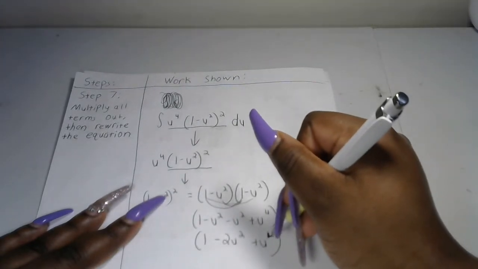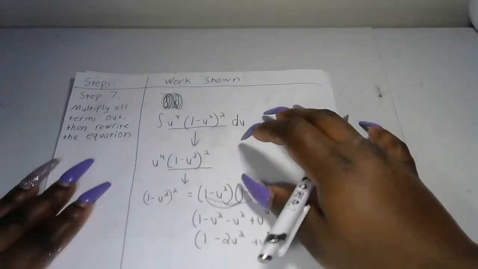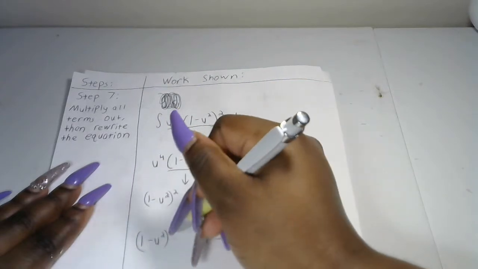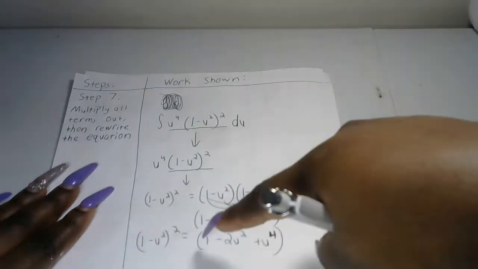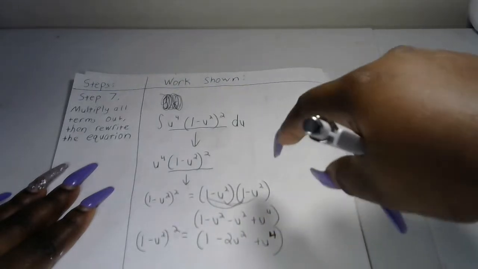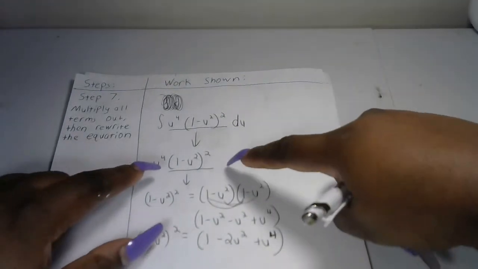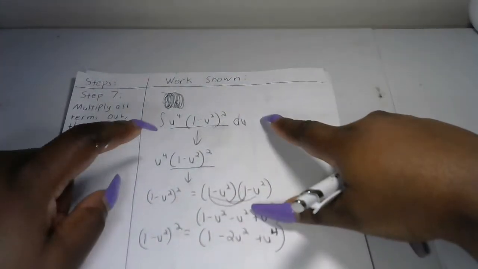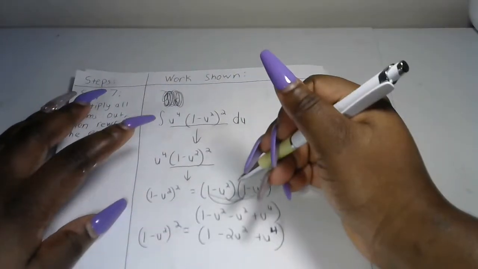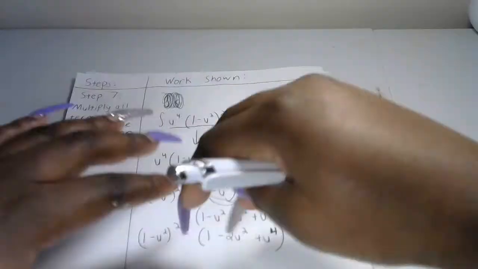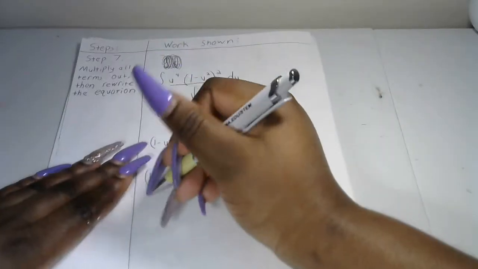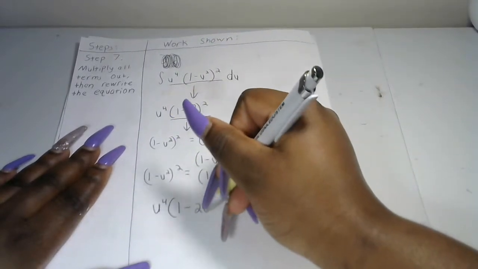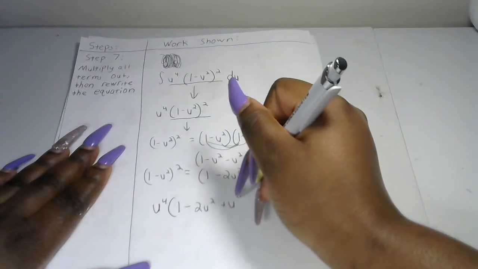So let me rewrite that. Now we have established that 1 minus u squared and all of that squared is equal to 1 minus 2u squared plus u to the fourth. Now, in the integrand, we had 1 minus u squared and all that squared, and we also had it times u to the fourth. So now let's multiply u to the fourth by this to multiply all the terms out and see what we get. So u to the fourth times 1 minus 2u squared plus u to the fourth.